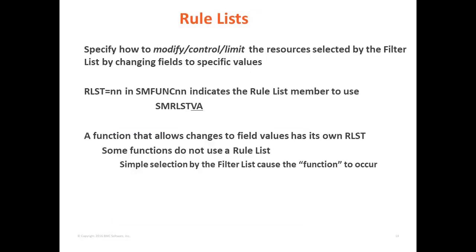Rule lists determine what type of actions are to take place. For example, how many volumes to add to a dataset, or what dataset to archive because of an exceeded threshold condition. Not all functions require an RLIST member.